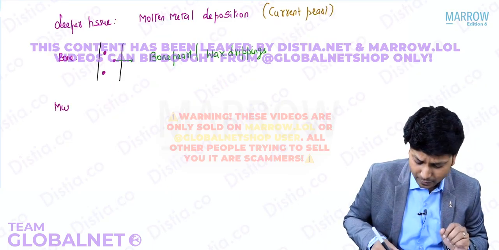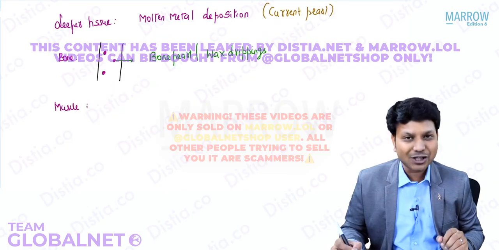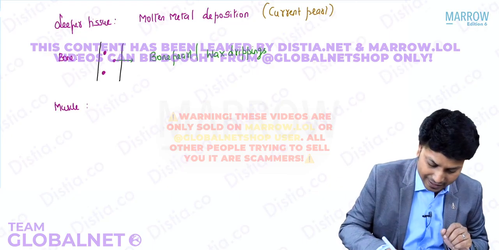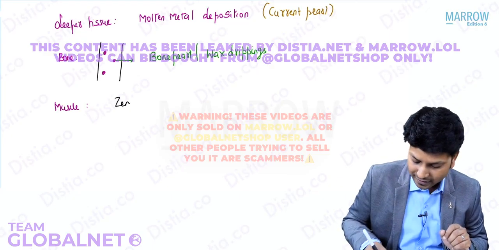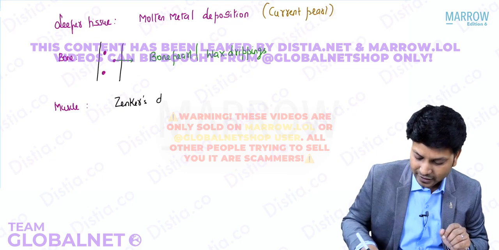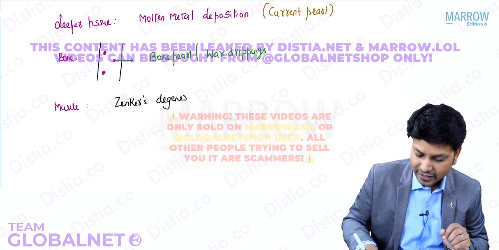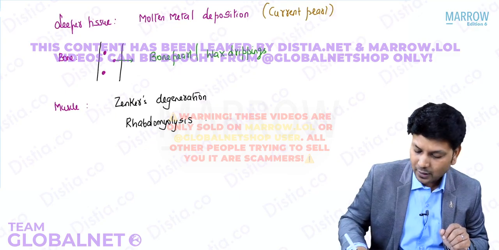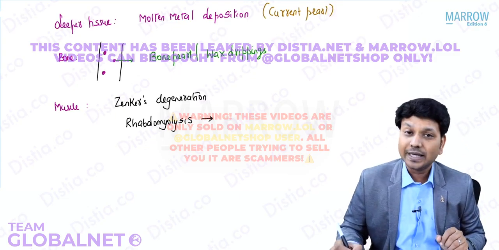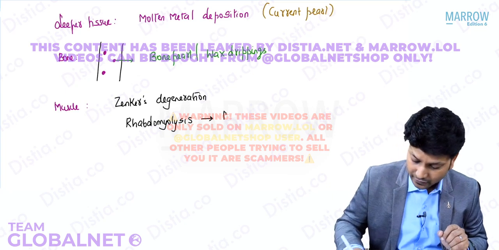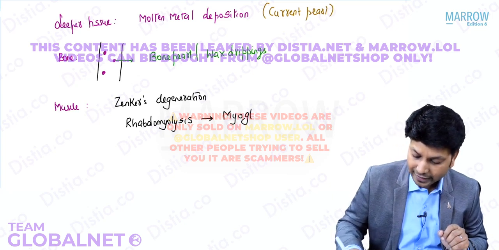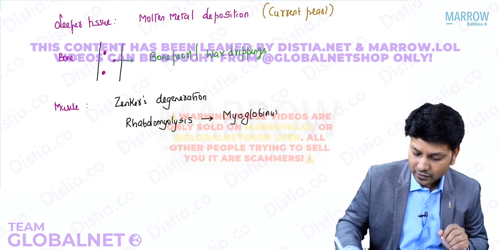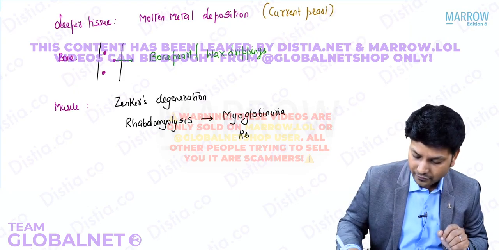Now, does it spare the muscle? No, never. It is causing a degeneration of the skeletal muscle, which we call Zenker's degeneration. Because of this, there can be rhabdomyolysis, and you know very well, when there is rhabdomyolysis, you will get myoglobinuria, and that will even cause renal failure.